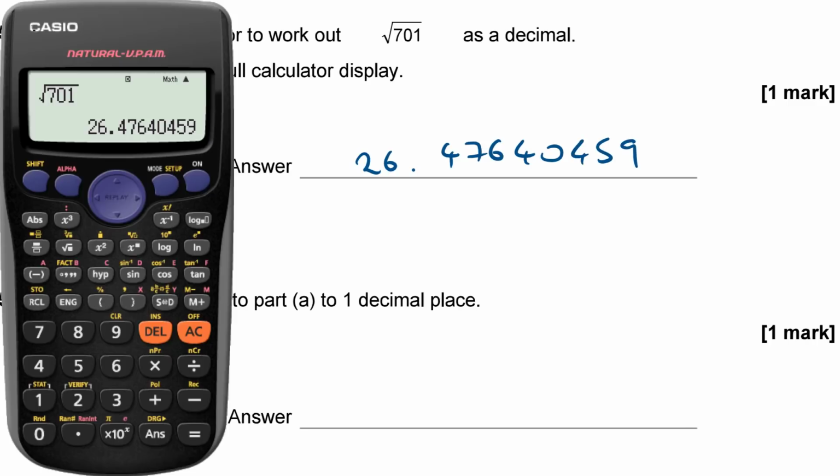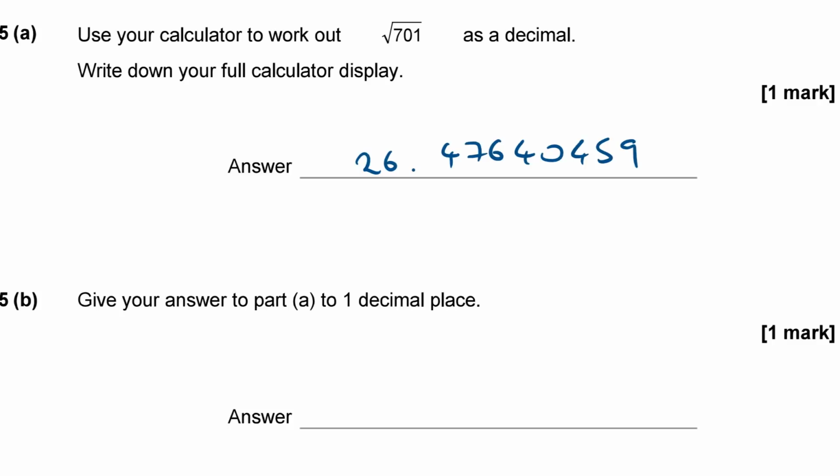26.47640459. Right, then part B says give your answer to part A to 1 decimal place. So I need to round off after the first decimal place. I'm going to round off after that. Just going to check the next digit after the one I'm going to round off. If it's 5 or above, I round up, and if it's 4 or below, I round down. In this case, it's 5 or above, so we're going to round off that 26.4. It's going to round up to 26.5. Okay.